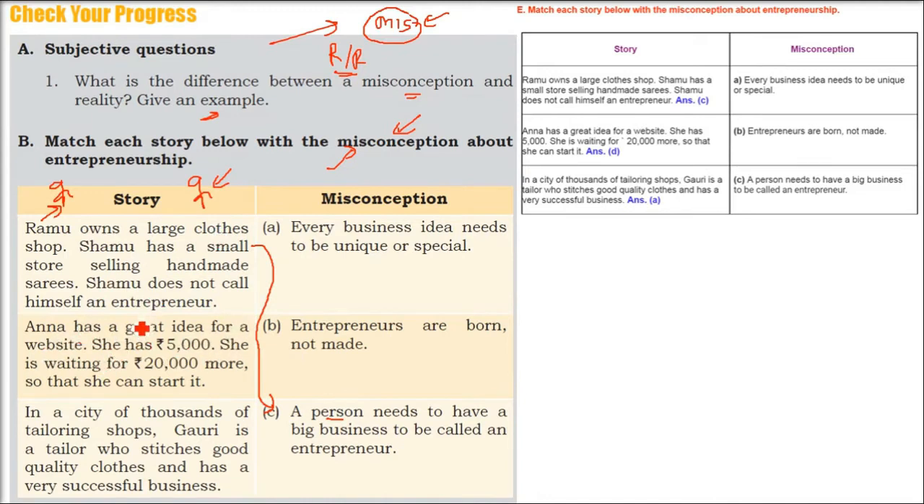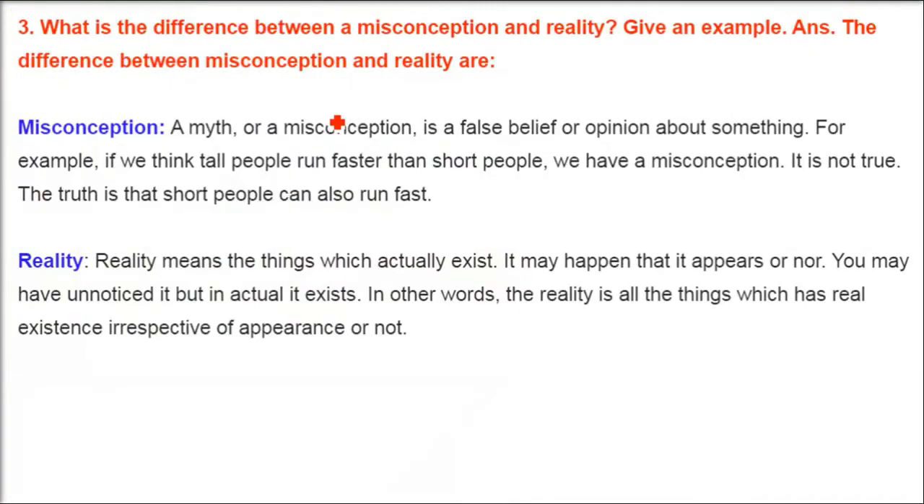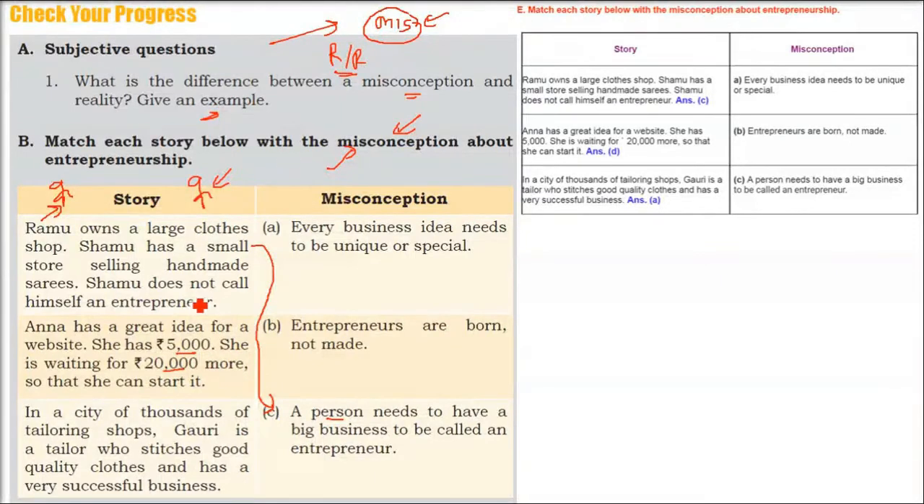Second one: Anna has a great idea for a website. She has 5,000 rupees. She's waiting for 20,000 rupees more so that she can start it. Now the option is not there. We have to add one more option. I'll tell you what the misconception is. The misconception is that if you have little money, you cannot start a business. If you have less money, you cannot be an entrepreneur. This is not true. This is untrue. This is unreal.